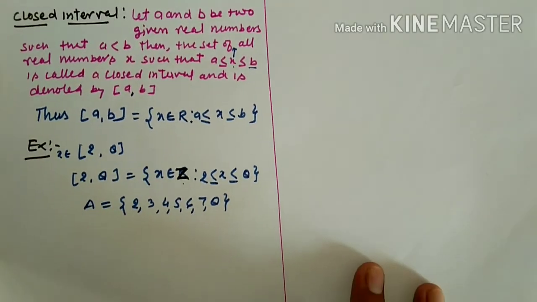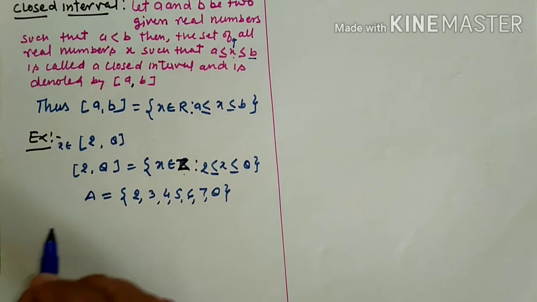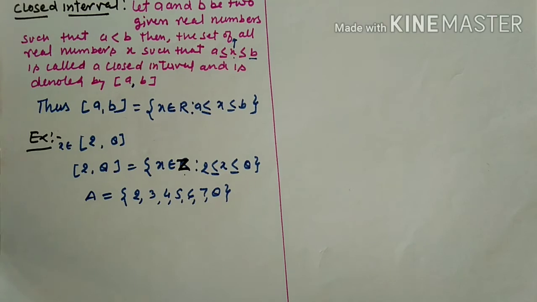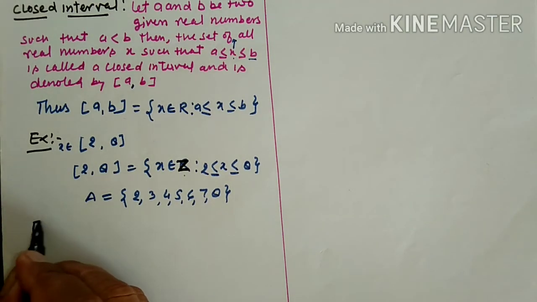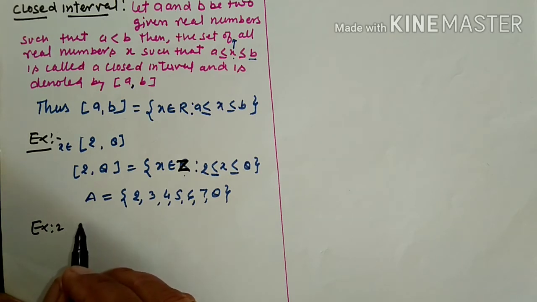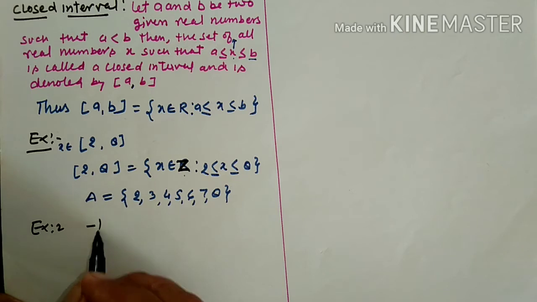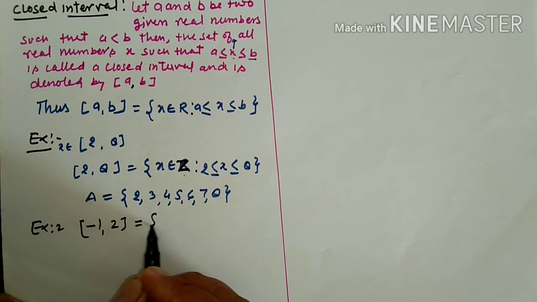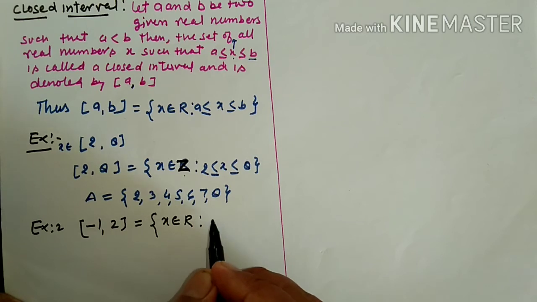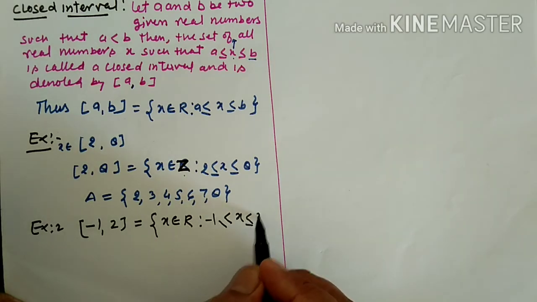Now we can take one more example. Example number 2. X belongs to -1, 2. So it means X belongs to real number such that X is greater than equal to -1 but less than equal to 2.